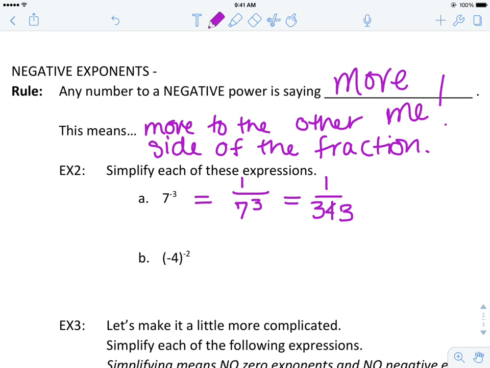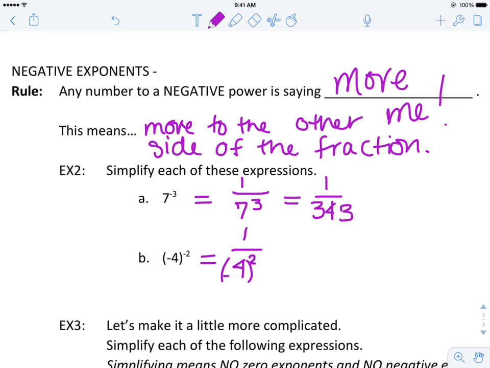Remember, if it's under 10, you have to simplify. So make sure you do that. Now let's look at this next one. I have negative 4 to the negative 2. That means I'm going to put it under my fraction. I get negative 4 squared, sorry. Don't forget about that guy.